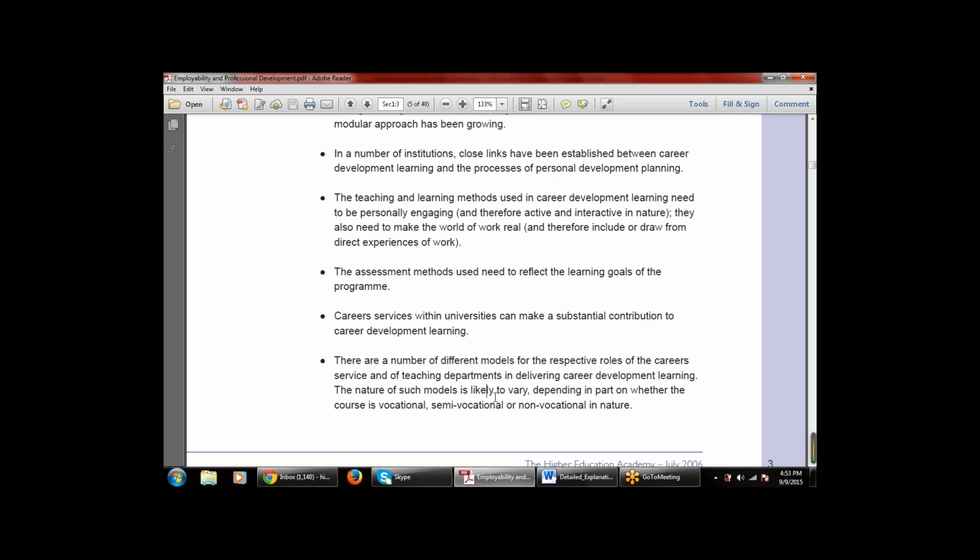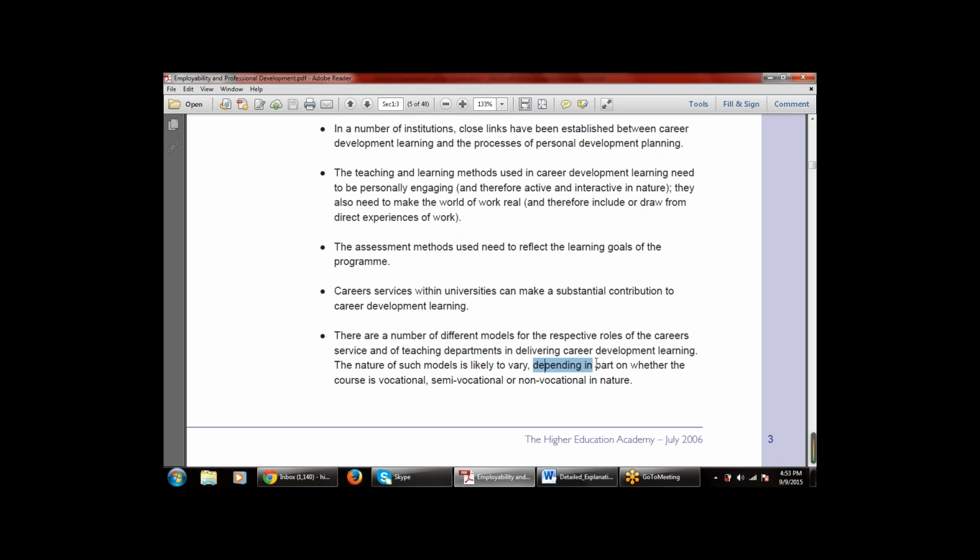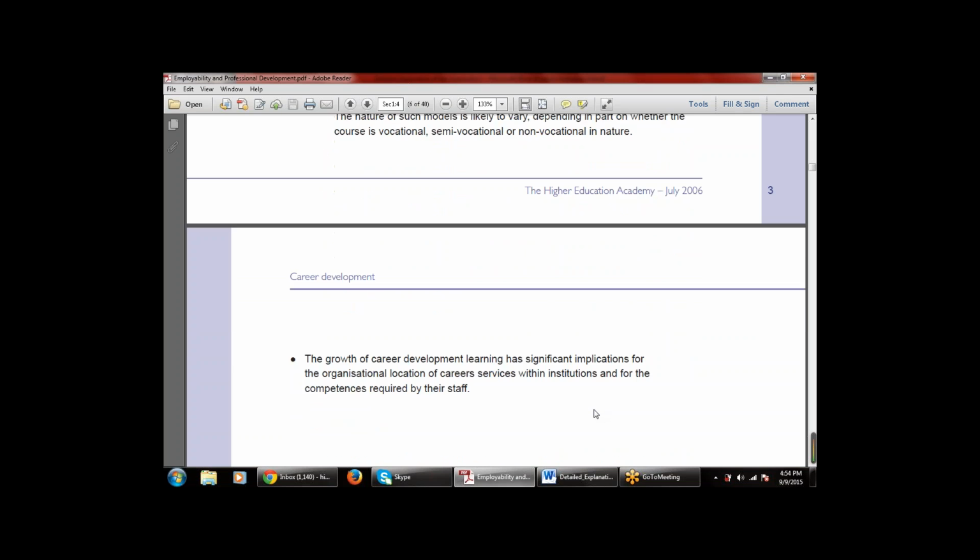And the nature of such models is likely to vary depending in part on whether the course is a vocational course, a semi-vocational course, or a non-vocational course. So it depends on the course. If the course is vocational, then the criteria, development and content are different. If it is semi-vocational, modules, work and assignments are different. And non-vocational is different in nature. So it depends on the modules and the courses available.